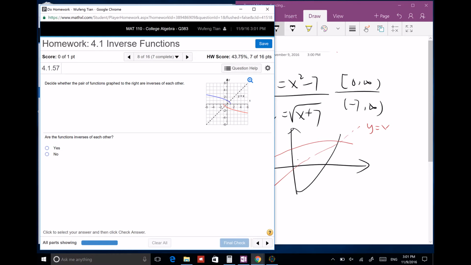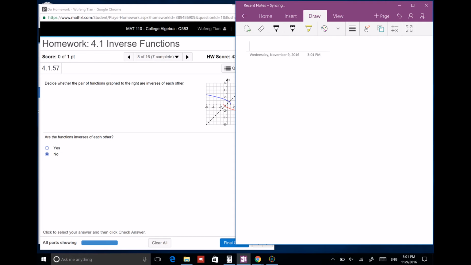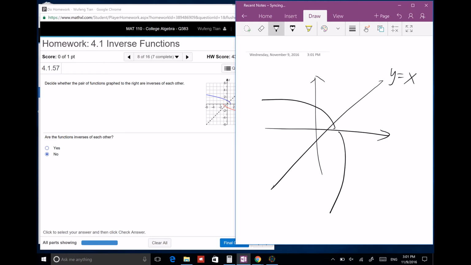Okay. Decide whether the pair of function graphs are inverses of each other. Are they symmetric about y equals x? So basically, see if they are symmetric. No, they are not. Because if it is symmetric, it's going to be like this. If it is symmetric, at least if you go this way, the other one should be going this way, right? Because of y equals x, you have to go symmetric with this. So it's not like this way. So it's no.